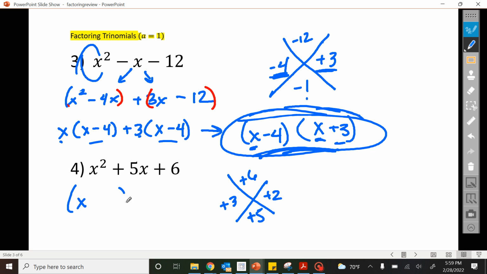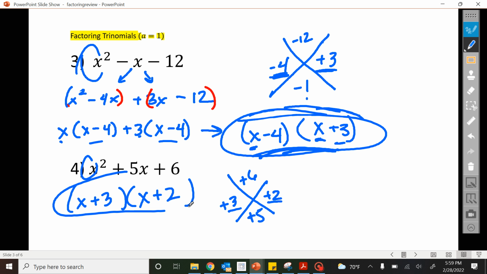So both factors will start with x, because there's nothing in front of the x squared. And then I can just use these two numbers to fill in the rest. So plus 3 and plus 2. So my two factors would be x plus 3 and x plus 2.